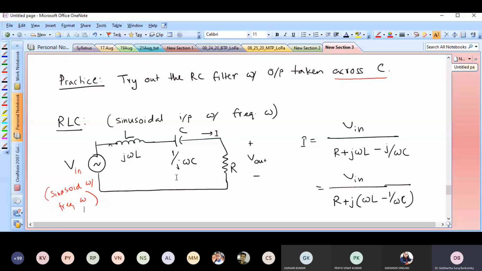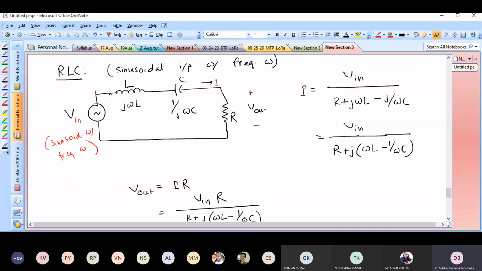Okay, so coming back, you have this RLC circuit, and you want to find out what I is. I is nothing but V in divided by R plus j omega L minus j omega C, and that is nothing but this particular expression. After some simplification, I took j out, so I express it as x plus yj, a typical complex number representation. And then I can find out V out.